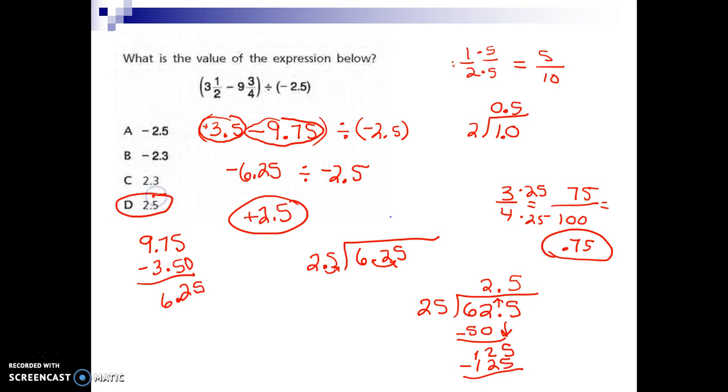There we go. That's the answer. Hopefully this was just a quick review of get the numbers in the same form, either all fractions or all decimals, perform the operations in the correct order using PEMDAS, order of operations.